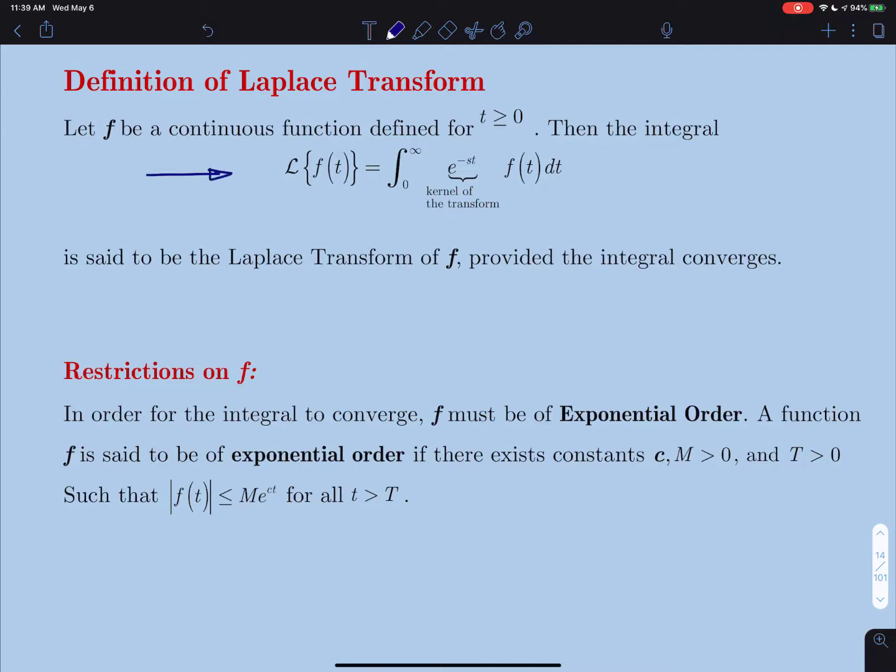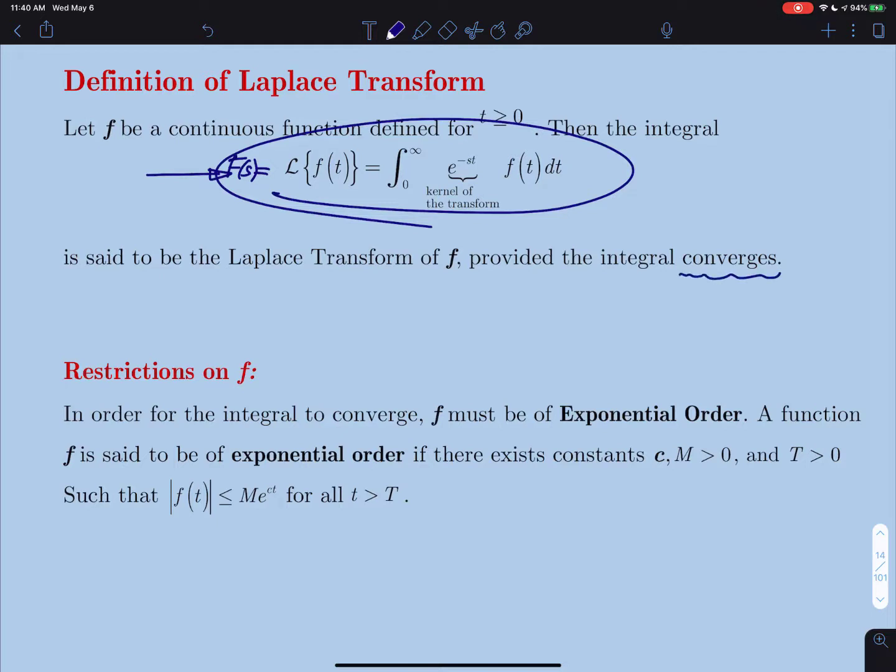I already talked about the definition of Laplace transform, which is the integral of the function that you're trying to transform multiplied by the kernel of transformation, which is an exponential here. That's what makes the magic happen. And this is said to be Laplace of f, which equals F of s, and that's said to be the Laplace transform of f, provided the integral converges.